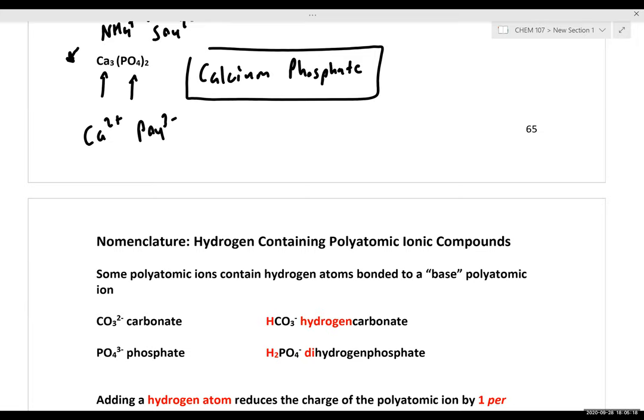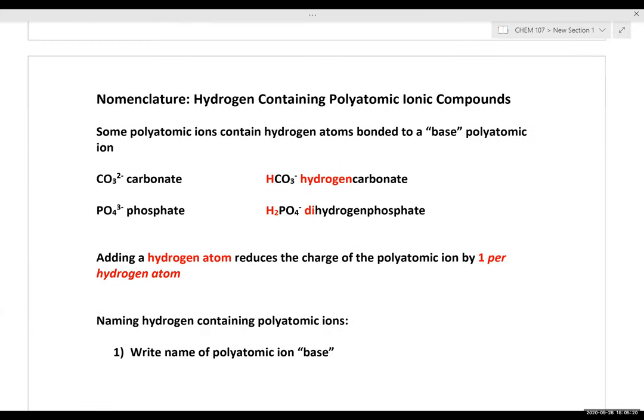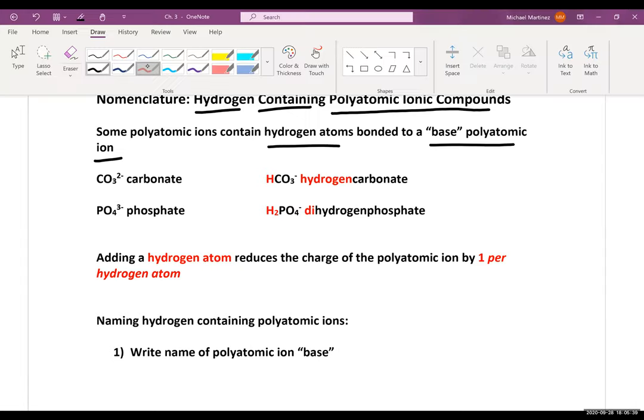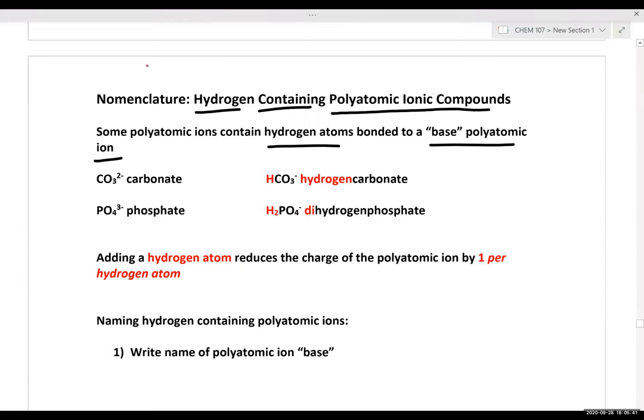Okay, so now we're just going to look at a small variant of polyatomic ion containing compounds. These are known as hydrogen containing polyatomic ionic compounds. So some polyatomic ions contain hydrogen atoms bonded to a base polyatomic ion. It's funny because many of these polyatomic ions also function as bases. So it's a doubly useful definition.